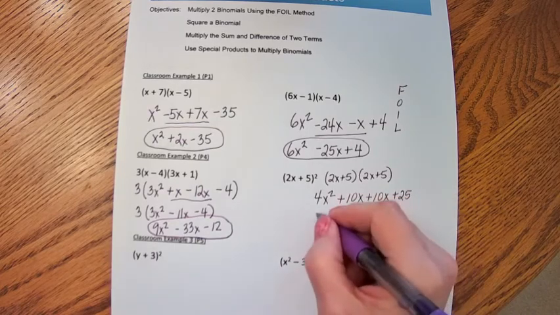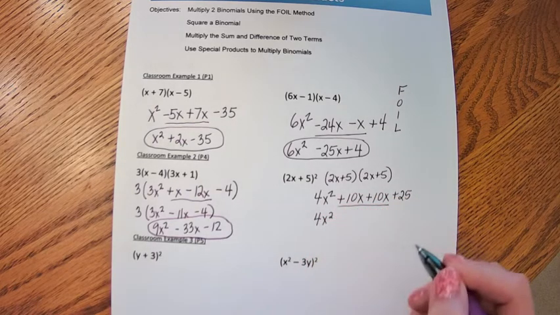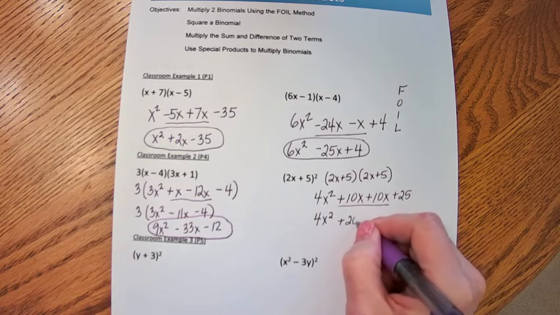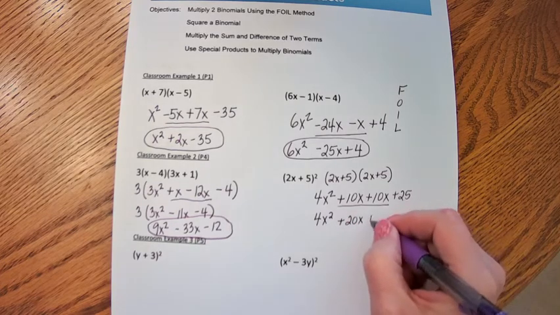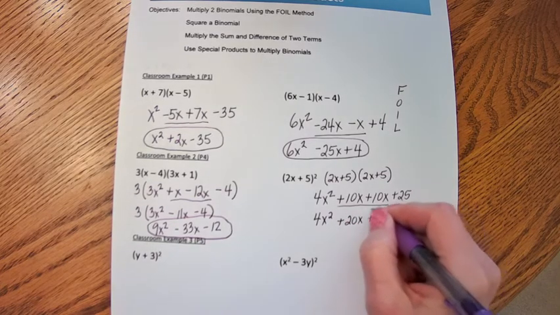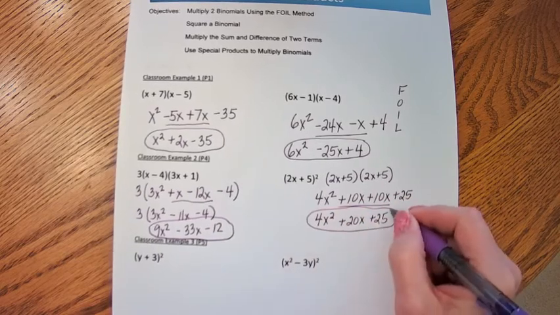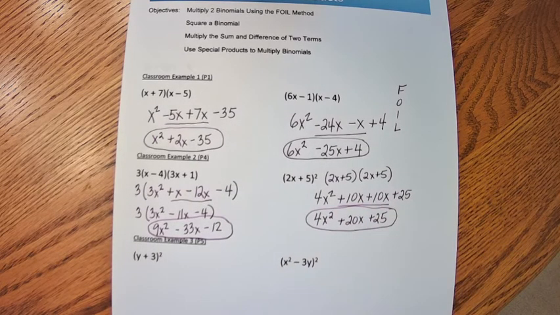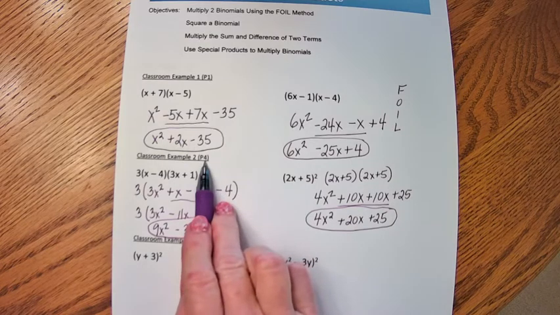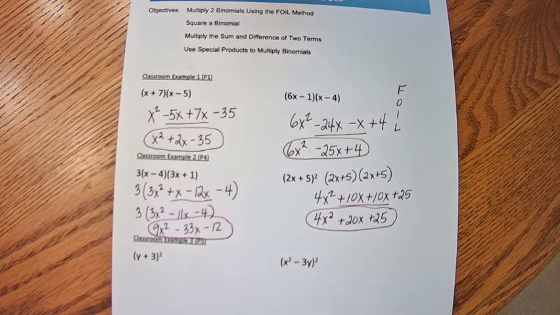And let's combine our middle terms. Our final answer is 4x squared plus 20x plus 25. All right, so why don't you try practice 4.